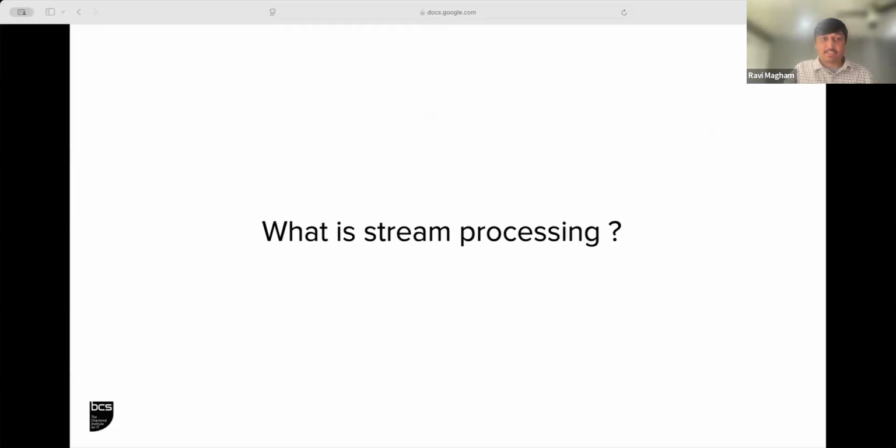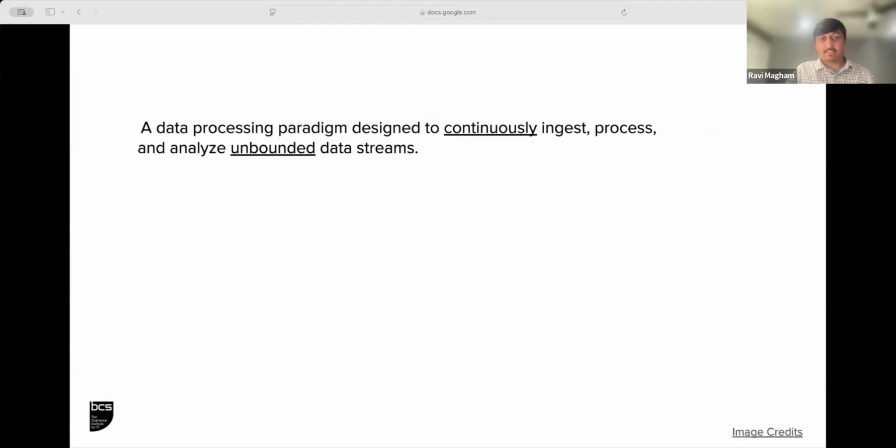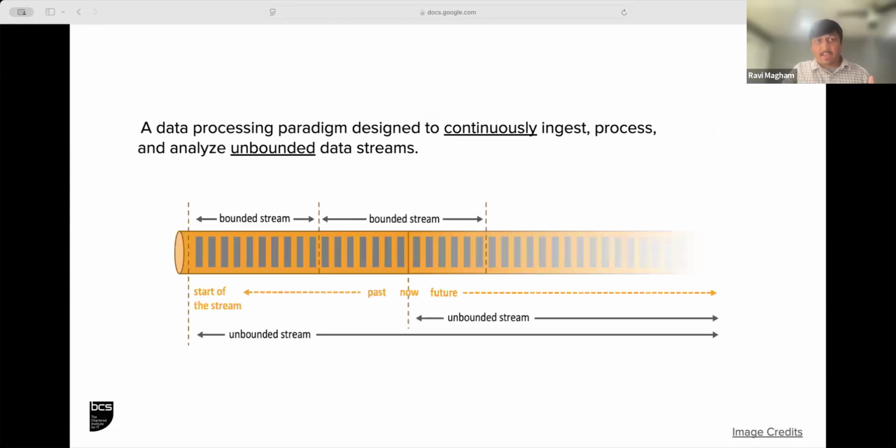So the fundamental question is, what is stream processing? If one had to answer this, you could call it a data processing paradigm designed to continuously ingest, process, and analyze unbounded data streams. Pictorially, you have a stream of data coming in either from an IoT device or through clickstream, whatnot. You just have this continuous stream of data, and you would want to start analyzing it in real time.